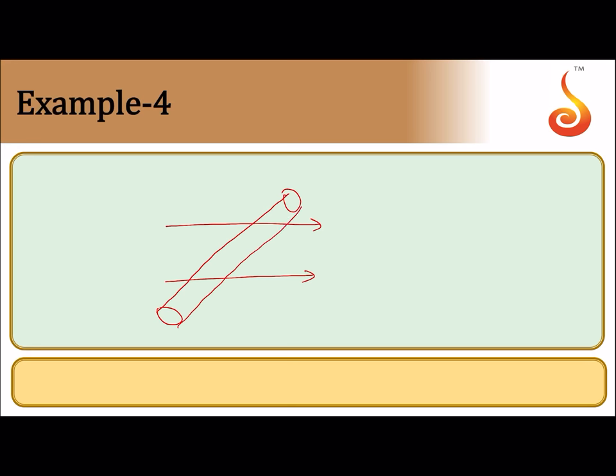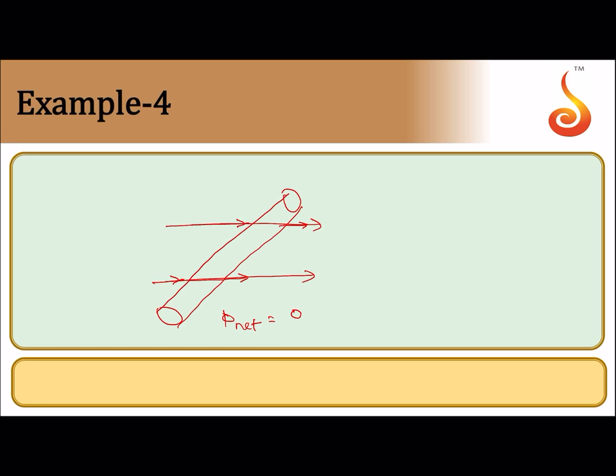Now, interestingly, if the cylinder was not along the x-axis, but the cylinder was in some random direction, what is phi net in this case? Electric field through a cylinder placed randomly in a uniform electric field. Once again, you see any field line entering is exiting. So once again, phi net is zero.